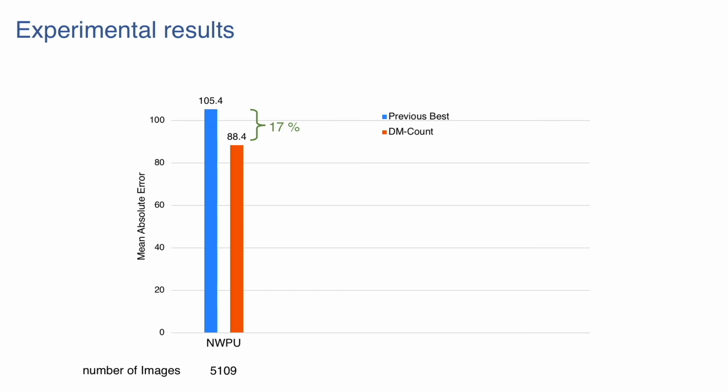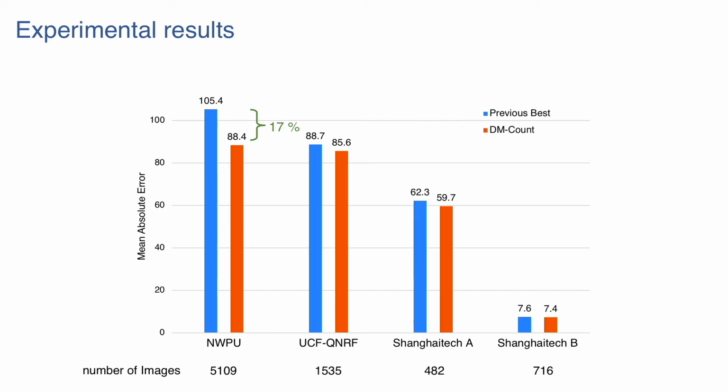We evaluated our method on 4 challenging datasets. On the largest dataset NWPU, our method reduced the mean absolute error by 17%, from 105 to 88. Here are results on all datasets. It is worth noting that our method achieves state-of-the-art performance using a simple VGG backbone.